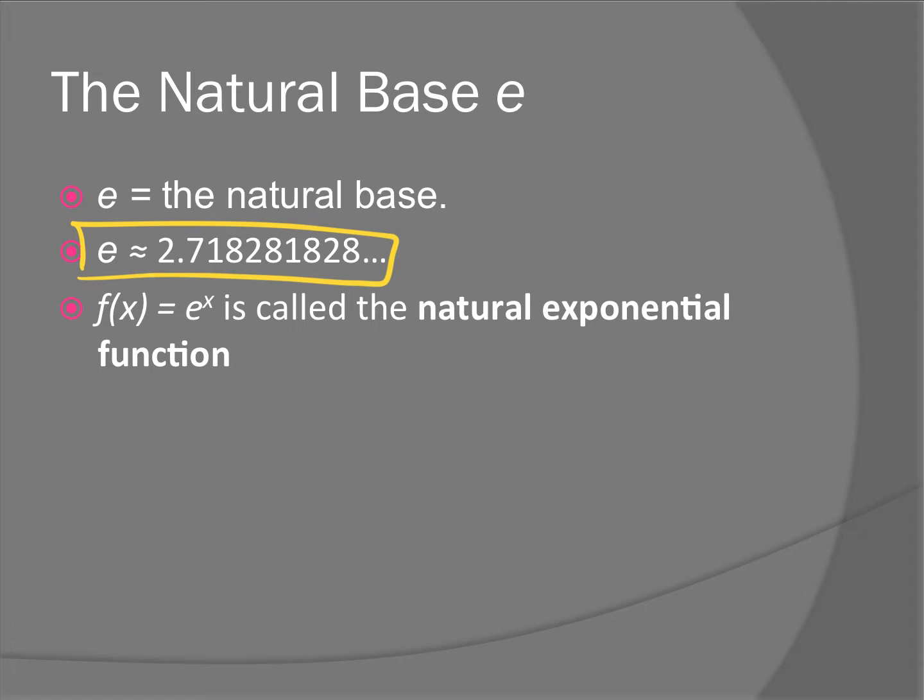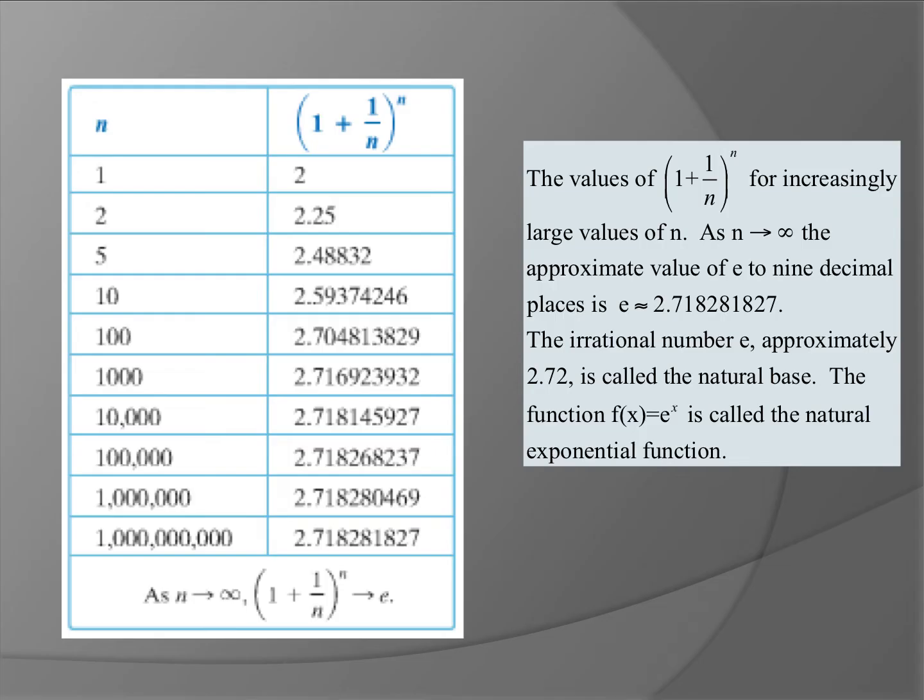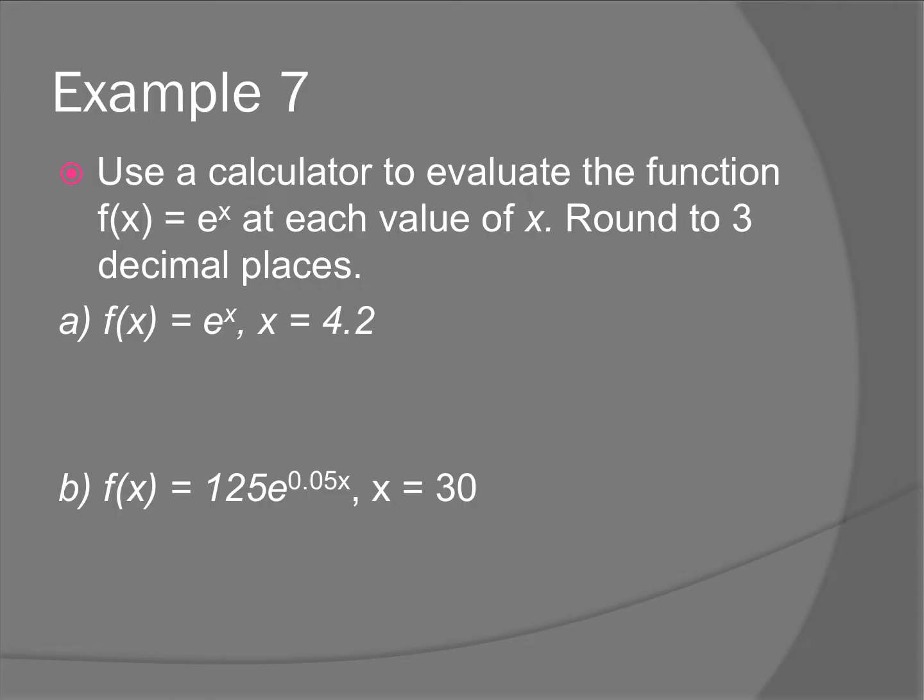In the first part, we were graphing things like 4 to the power of x. We can also graph e to the power of x. We just have to use our calculator to evaluate the numbers. This slide talks about where e comes from. It's not important, so we can skip it. So example 7. We're going to use a calculator to evaluate the function f of x is equal to e to the power of x at each value of x, rounding to 3 decimal places.